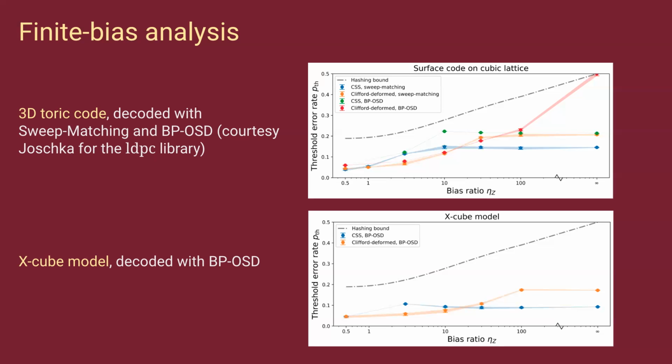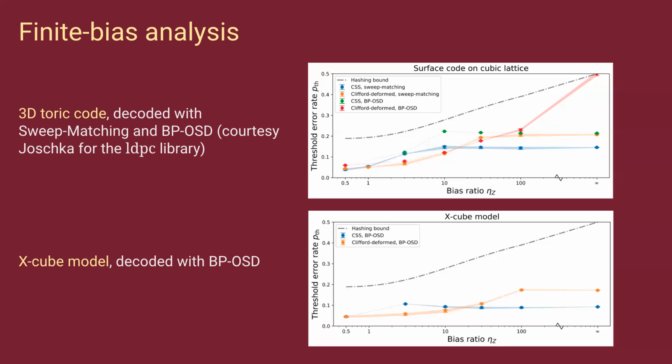Okay. Do you have plots where this is compared to the XZZX code, for example, to see how fast it approaches this 50%? The XZZX code doesn't have this curve, but this curve is the hashing bound, and the XZZX code is very close to the hashing bound. So as we increase the bias, this is basically the XZZX code.